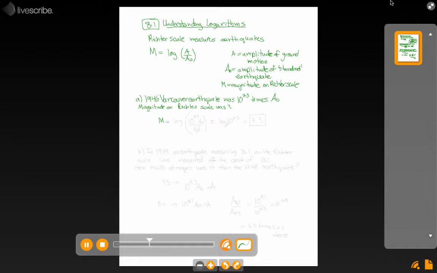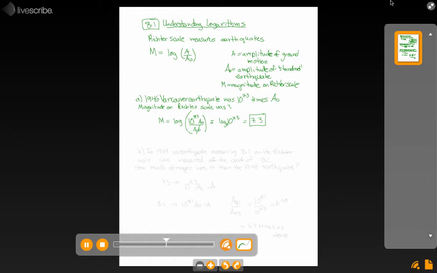Well, if I just use the formula, M equals log of, and I substitute in 10 to the 7.3 times A0 divided by A0, you'll see why the amplitude of A0 is not really that important, because it cancels out anyway. And we get just log of 10 to the 7.3. You can punch that into your calculator if you want to, but log base 10 of 10 to the 7.3 equals 7.3. And so something that has that much amplitude, 10 to the 7.3 times A0, is a 7.3 on the Richter scale.